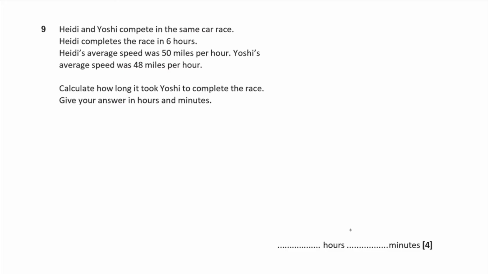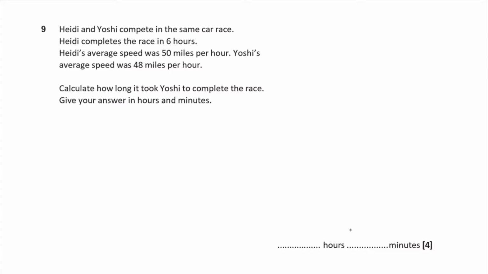Question 9. Heidi and Yoshi compete in the same car race. Heidi completes the race in 6 hours. Heidi's average speed was 50 miles per hour. Yoshi's average speed was 48 miles per hour. Calculate how long it took Yoshi to complete the race. Give your answer in hours and minutes.